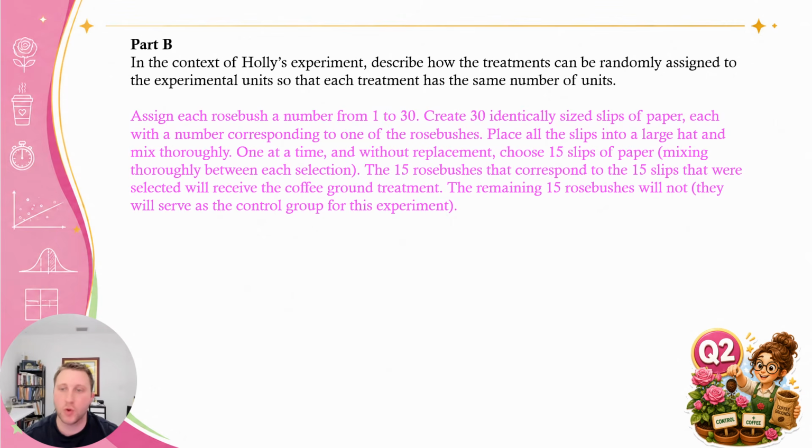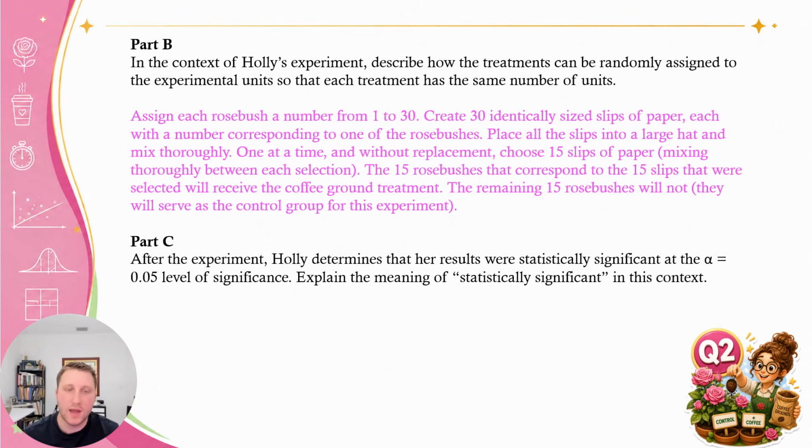The 15 rose bushes that correspond to the 15 slips that were selected will receive one of the treatments. I went with the coffee ground treatment, but you could have gone with the no coffee ground treatment. The remaining 15 rose bushes will receive the other treatment. So in my case, they will serve as the control group. A lot of my students, I'm sure, will have said you can flip a coin to determine which group receives which treatment. That's totally fine, but not required.